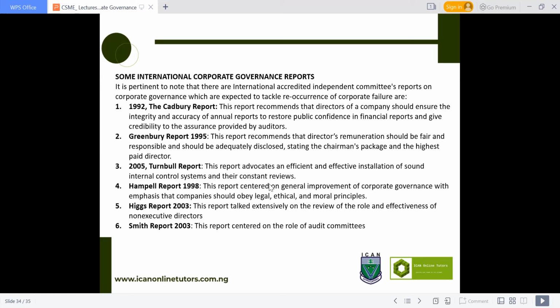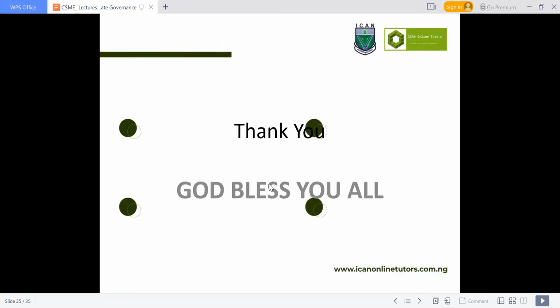International corporate governance, have a look at them. We have Cadbury, the Greenbury, the Turnbull, the Hampel, the Higgs, and the Smith report. And each of them has an area of specialization. Please have a look at that. And another thing that I also want you to please read is in the PDF that I also sent. There's one aspect that is left in this approach to corporate governance.